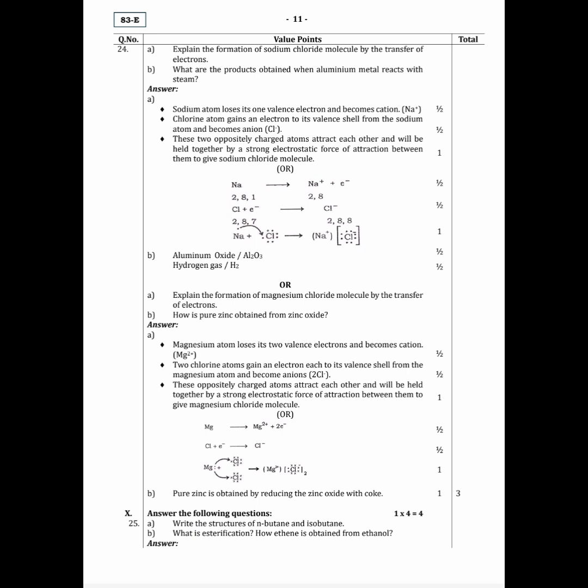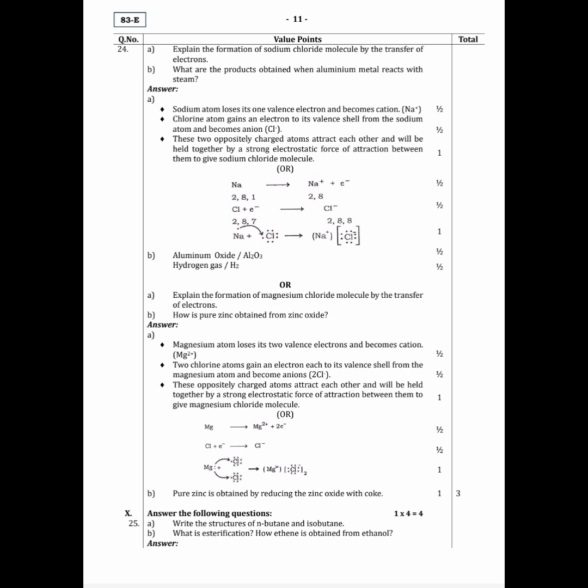Answer. Magnesium atom loses its two valence electrons and becomes cation. Two chlorine atoms gain an electron each to its valence shell from the magnesium atom and become anions. These oppositely charged atoms attract each other and will be held together by a strong electrostatic force of attraction between them to give magnesium chloride molecule. Pure zinc is obtained by reducing the zinc oxide with coke.